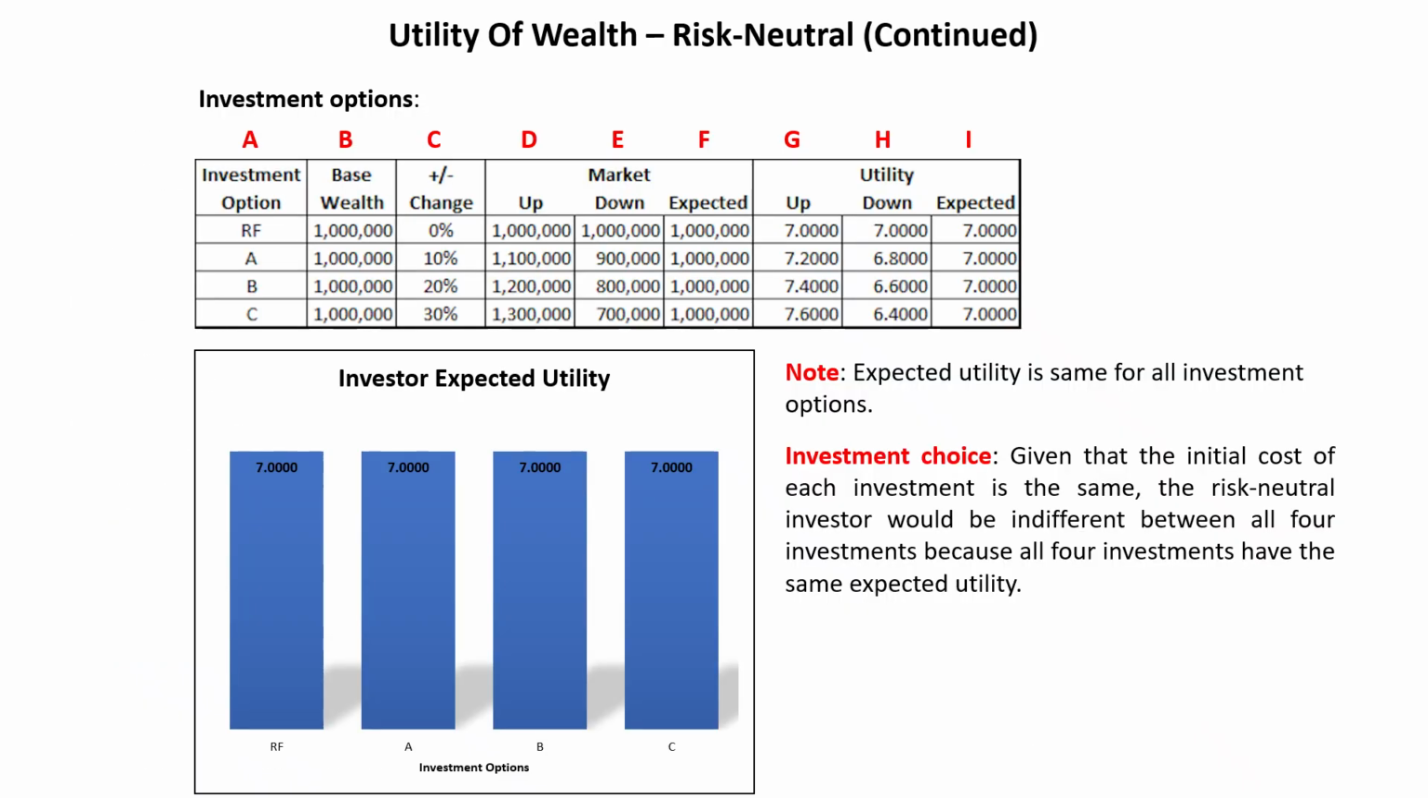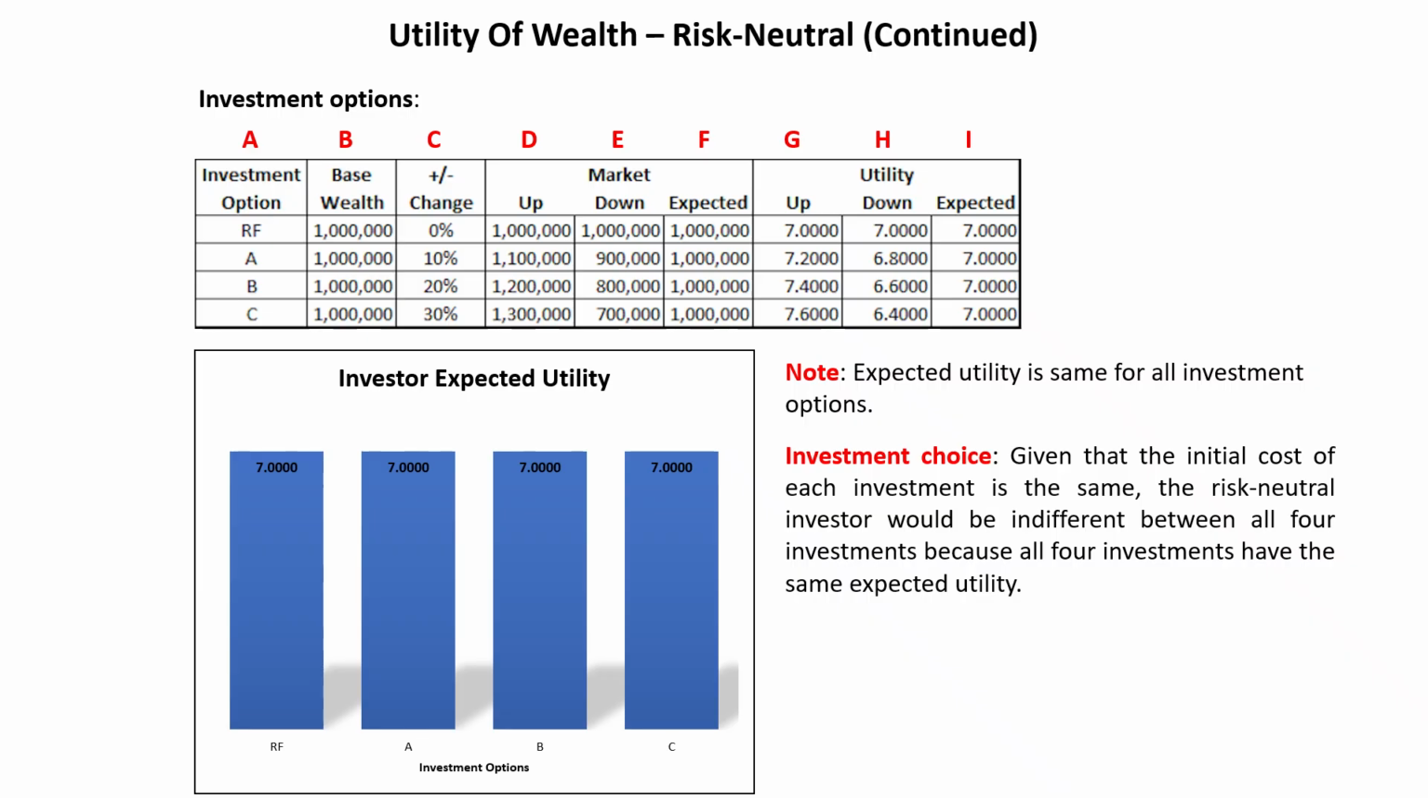So in the previous slide, we created a utility model for the risk neutral investor. Right now, we want to take that utility model and apply it to 4 investment options, which we see in column A of that table. So we have 4 investment options: the risk-free option, investment A, investment B, and investment C.